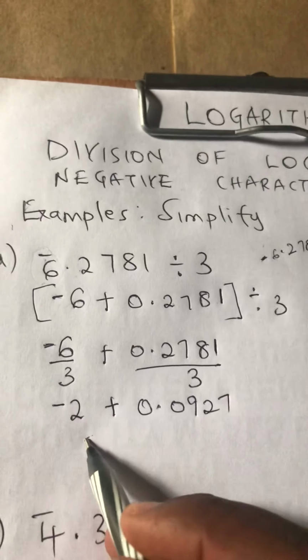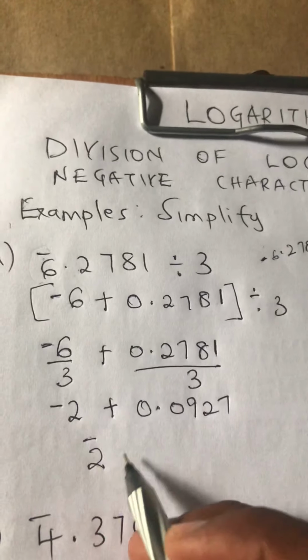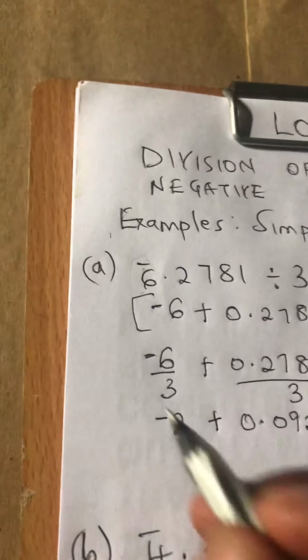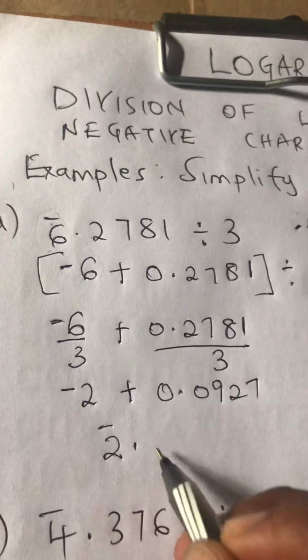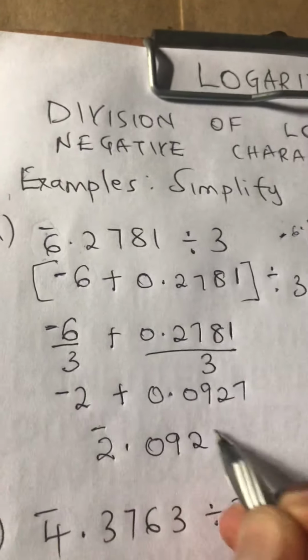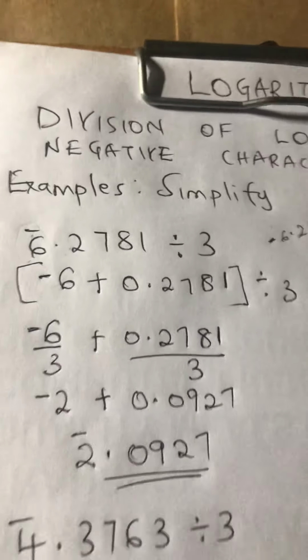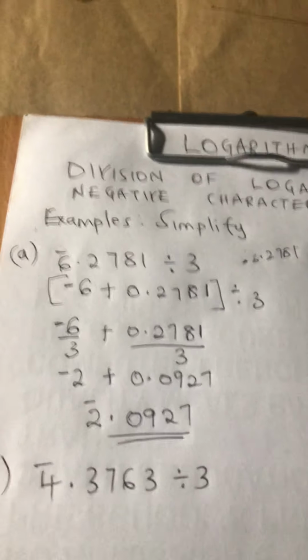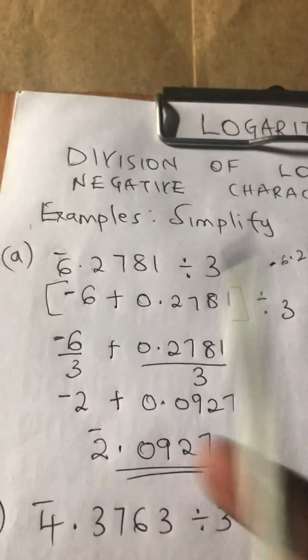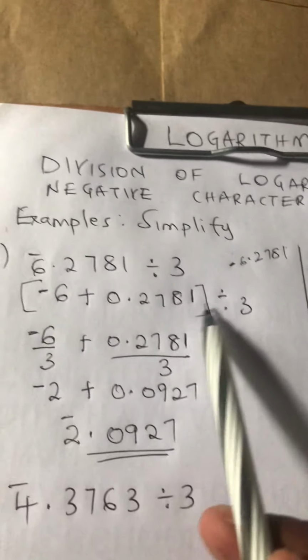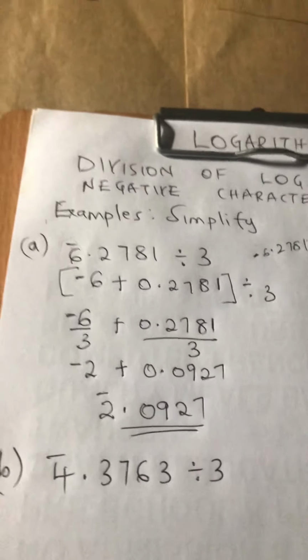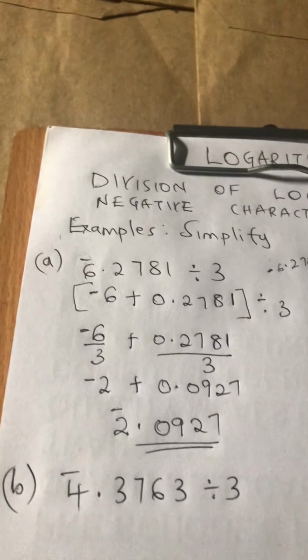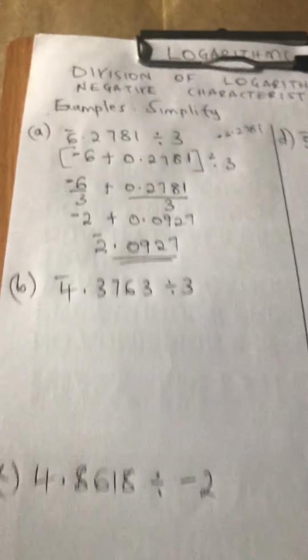Therefore, this will be bar 2. Now you can add, of course, it will be bar 2.0927. And that is our answer. Siri ni moja, ni kuseparate kwanza hii kitu, and then you divide individually. You separate the mantissa from the characteristic. Hapo sawa? Nice one, nice one.